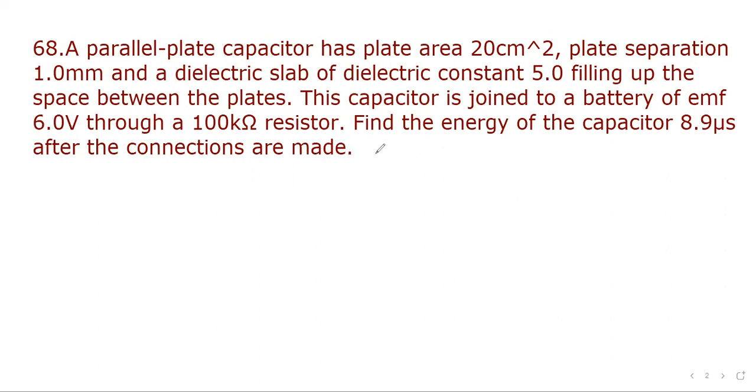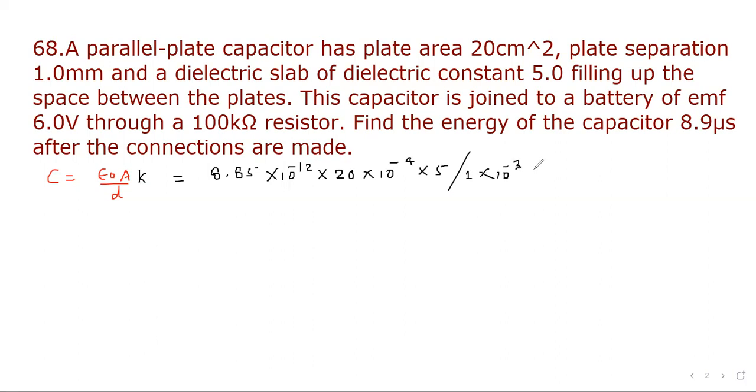So let's evaluate C. C equal to epsilon naught A upon D. So here dielectric is also there, so we have to write K also. So 8.85 into 10 to the power minus 12 into plate area 20 into 10 to the power minus 4 times dielectric constant 5 divided by separation, which is 1 into 10 to the power minus 3. Now, if we simplify, it will become 88.5 into 10 to the power minus 12 farad.